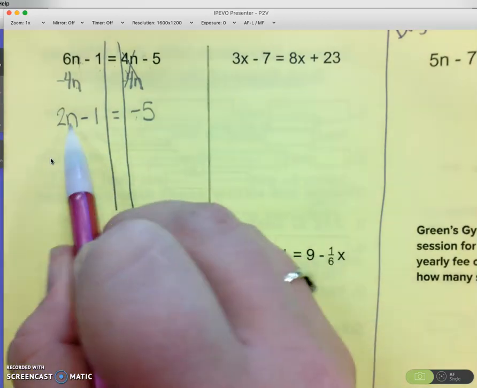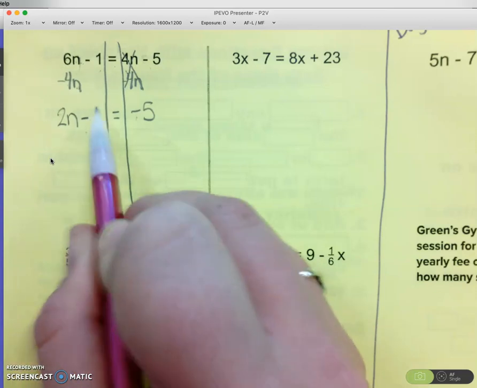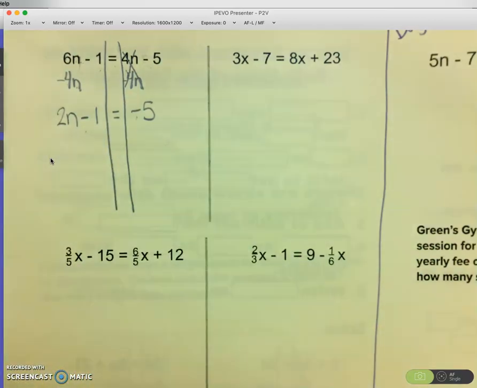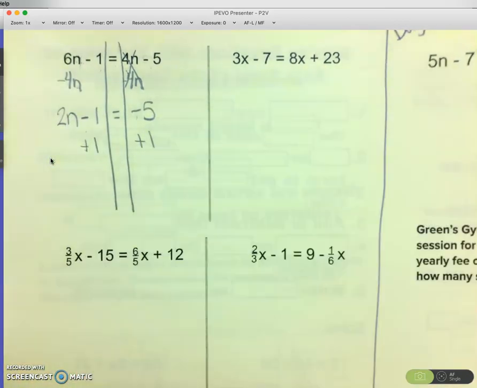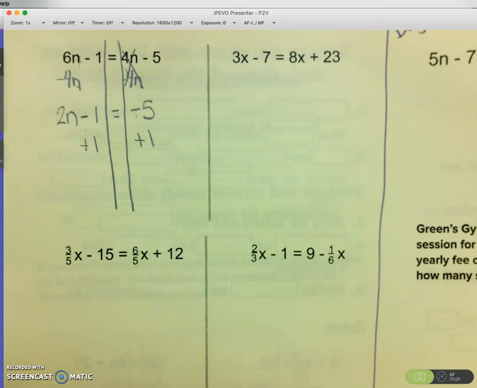Now, I have 2n minus 1. I want to get rid of that minus 1, so I have to do the inverse of that, which is add 1. So I have to add 1 to both sides. Again, use a calculator to double check your math. I'm not grading on if you know how to add and subtract negative and positive numbers. I want to know that you know how to solve an equation. And you don't let not using a calculator make simple mistakes.